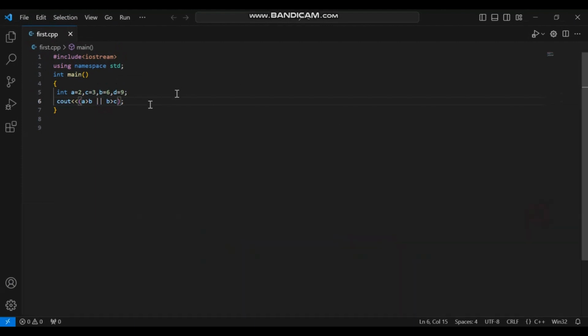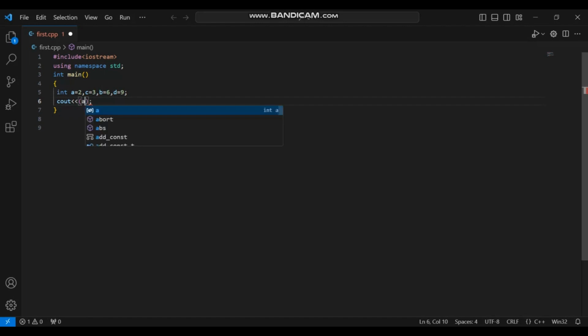And the third one is the logical NOT operator. Means first it checks the condition. If the condition is true, it returns false. If the condition is false, it returns true.